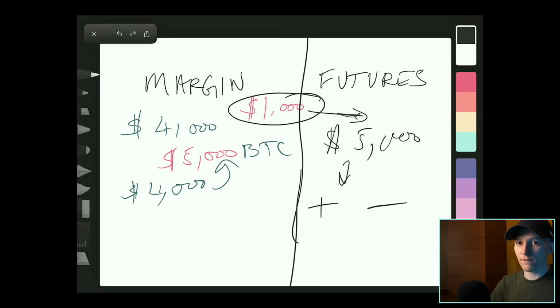Now with margin, the difference is you can actually just simply buy the Bitcoin and that's it. With futures, what you'd have to do is put more cash to the trade, but the trade would still be open. So it's a little bit different.